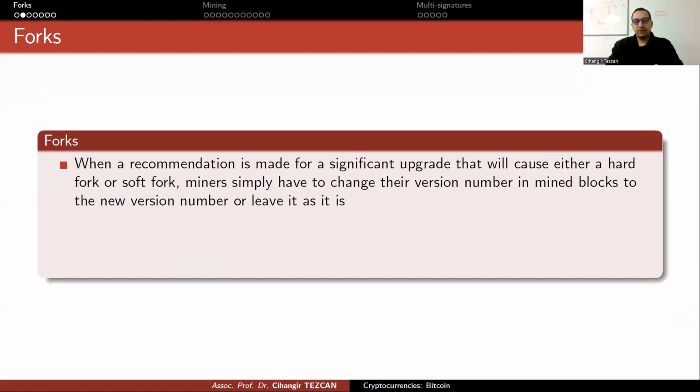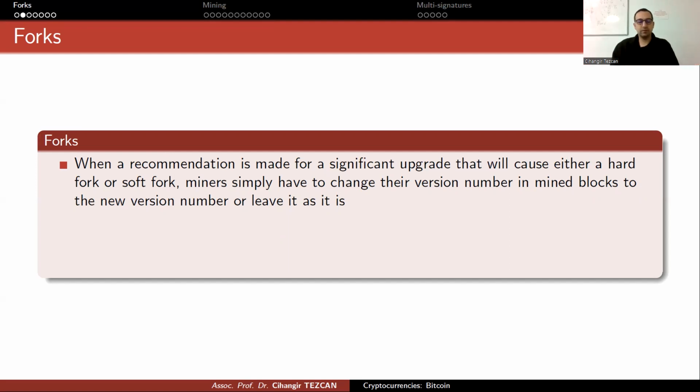When a recommendation is made for a significant upgrade that will cause either a hard fork or a soft fork, miners simply have to change their version number in mined blocks to the new version number or leave it as it is. So this is how you understand if people are really supporting your update, okay? So then generally this is what happens.